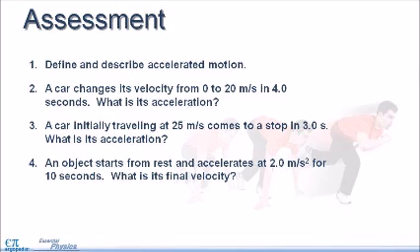Assessment. First, define and describe accelerated motion. A car changes its velocity from 0 to 20 meters per second in 4.0 seconds. What is its acceleration? A car initially traveling at 25 meters per second comes to a stop in 3.0 seconds. What is its acceleration? An object starts from rest and accelerates at 2.0 meters per second squared for 10 seconds. What is its final velocity?